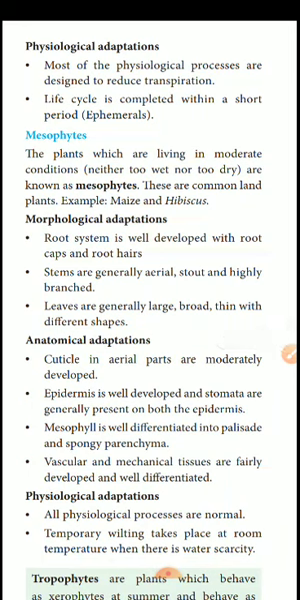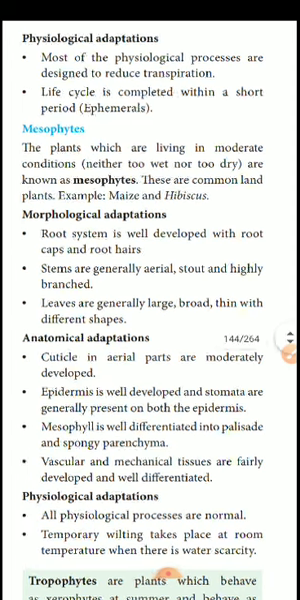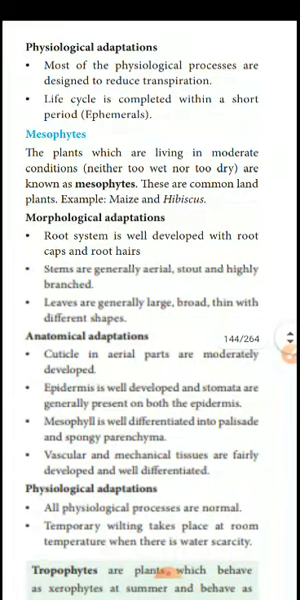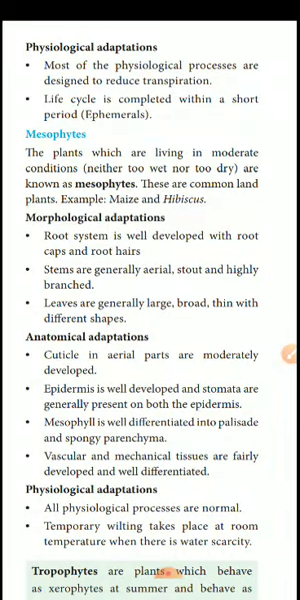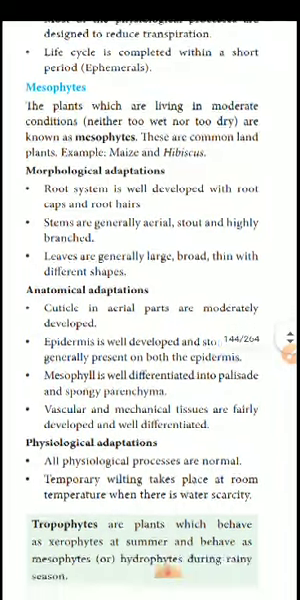Okay, next physiological adaptation. Most of the physiological processes are designed to reduce transpiration. How is transpiration controlled? If transpiration is excessive, the water retention in the plant is very low. Then how can the plant stay alive? Because it prepares food and everything with water, water is very important for them. So it is very important to reduce transpiration. Most physiological processes are designed to reduce transpiration, and only then can other physiological activity happen. The life cycle is completed in a short period.